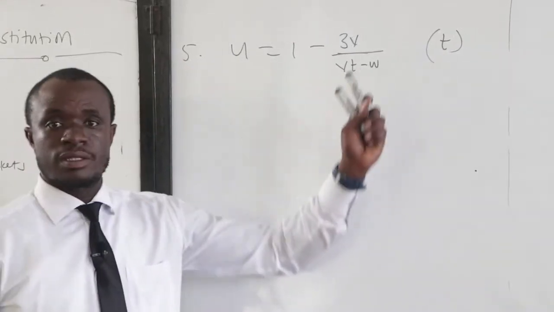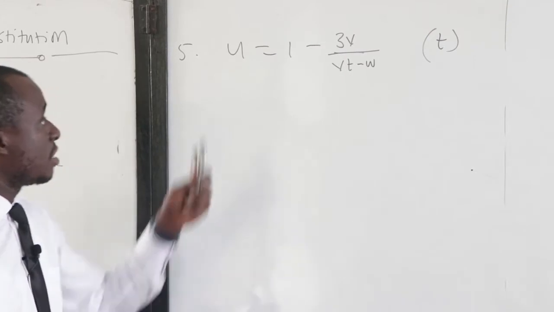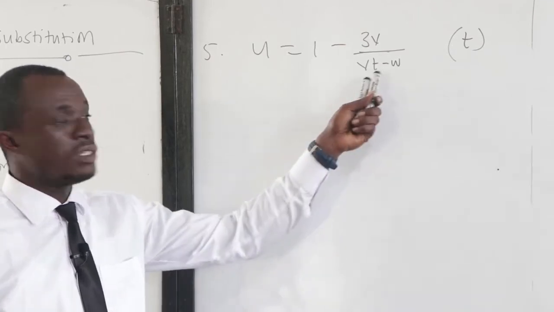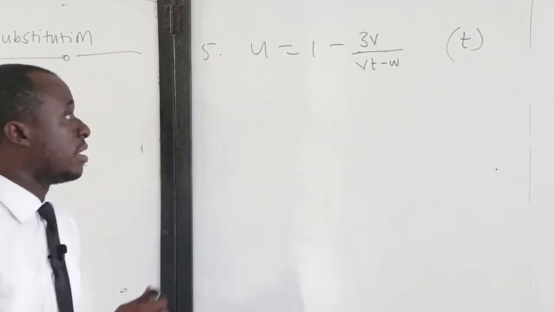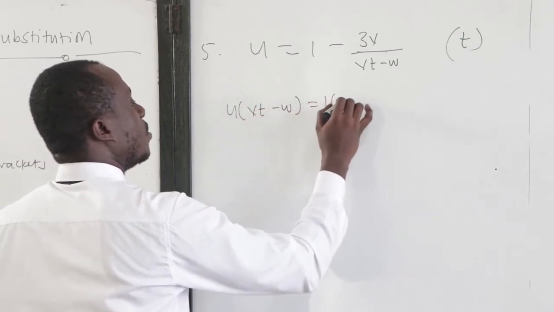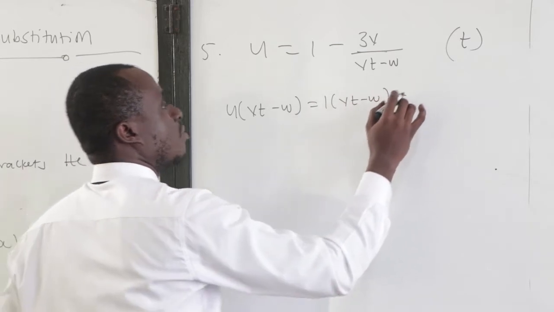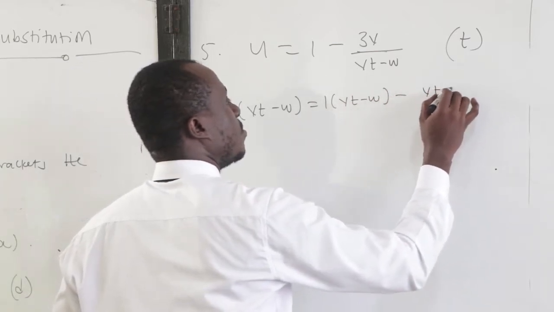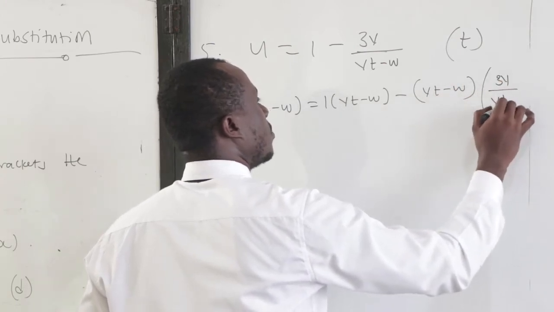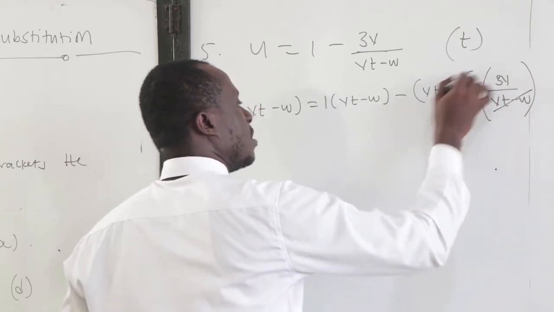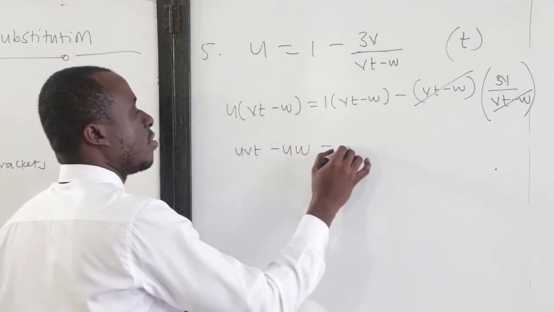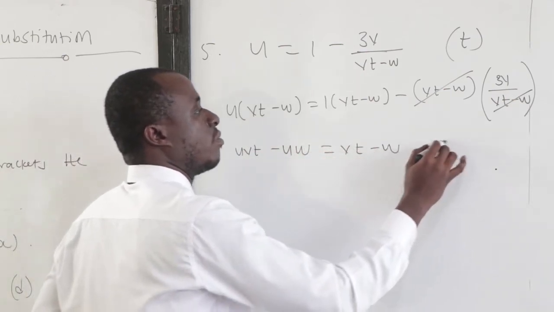We want to make t the subject, and this is a past question. It says that u equal to 1 minus 3v all over vt minus w. What's the LCM? The LCM is just vt minus w. So you have to multiply each term by that. So you have u into vt minus w, 1 into vt minus w minus, and then we have 3v all over vt minus w. What can we see? This and that is cancelling. Now expanding this, we have uvt minus uw equal to vt minus w minus 3v.